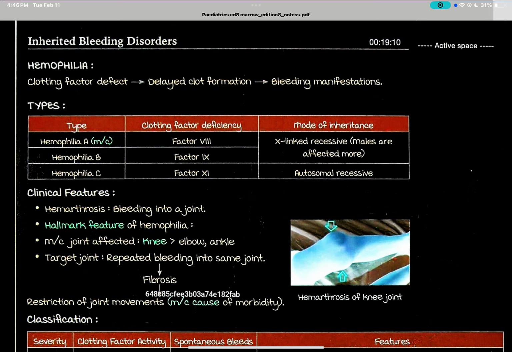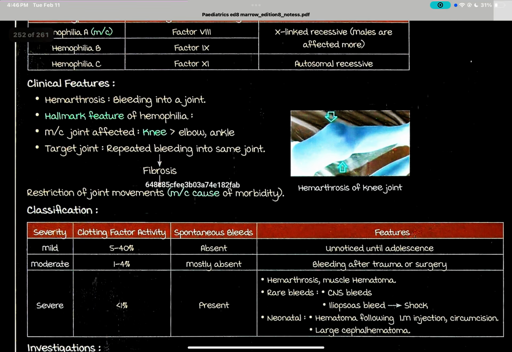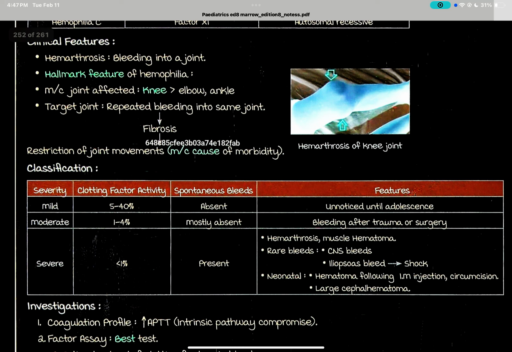What is the factor deficiency? A is factor 8, B is factor 9, and C is factor 11. A and B are X-linked recessive, so males are affected more. C is autosomal recessive. Clinical feature: hemarthrosis, bleeding into a joint.